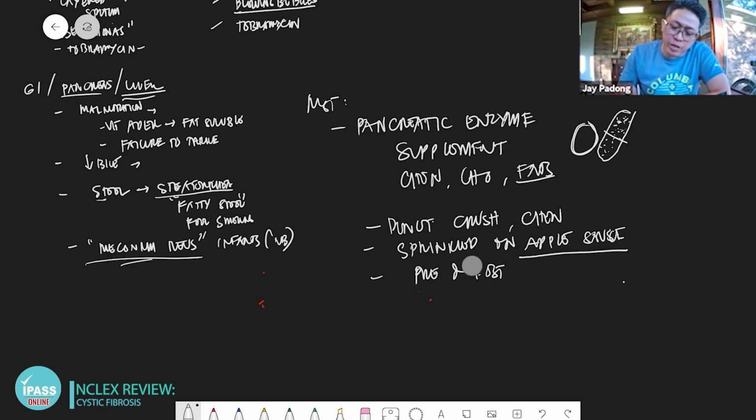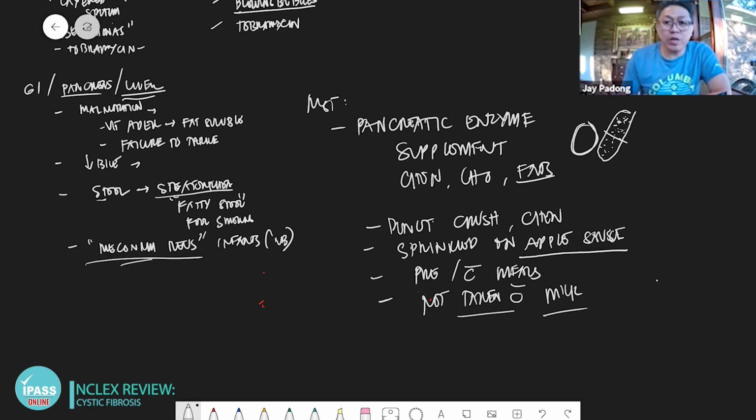Pre or before meals or with meals ang ano natin. And of course, not taken with milk. Remember, this is a kid. These are babies or these are young ones. Okay? It's not taken with milk because it may curd with milk. So you will not be able to digest this medication or this supplement. These are the common things that are asked in your examination. These are your pancreatic enzymes.